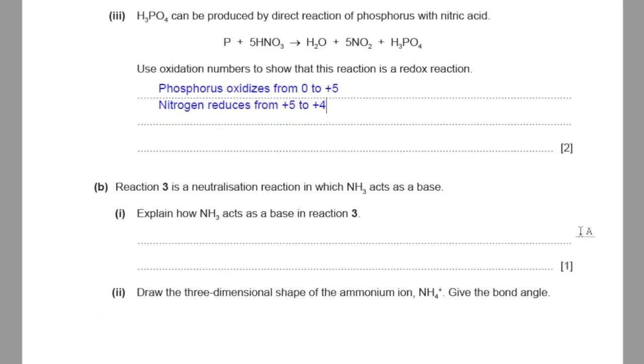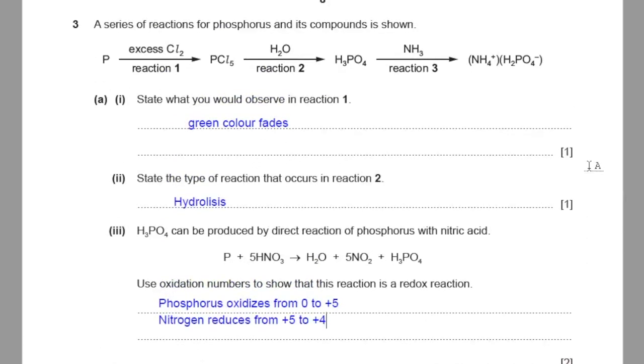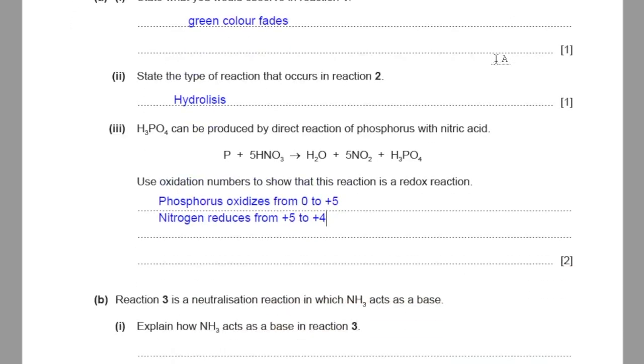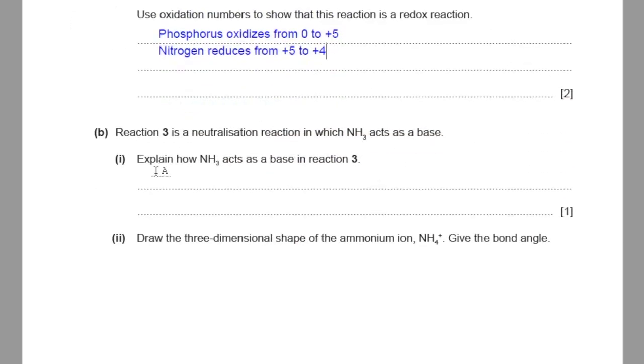Part B, reaction 3 is a neutralization reaction in which ammonia acts as a base. Part 1, explain how ammonia acts as a base in reaction 3. So reaction 3 over here, ammonia reacting with acid forming a product. I see that ammonia has gained a proton. That's why it has got a charge of plus 1 and 4 hydrogen atoms from 3. So I should say that ammonia has gained a proton and forms NH4+.